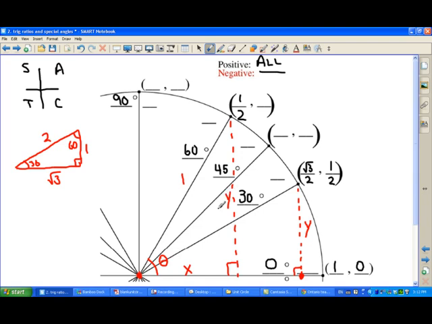To find the side y, I'm going to do the sine of 60 degrees. The sine of 60 degrees is the opposite side, root 3, divided by the hypotenuse, which is 2. Notice how, for the 30-degree triangle and the 60-degree triangle, the coordinates switch.